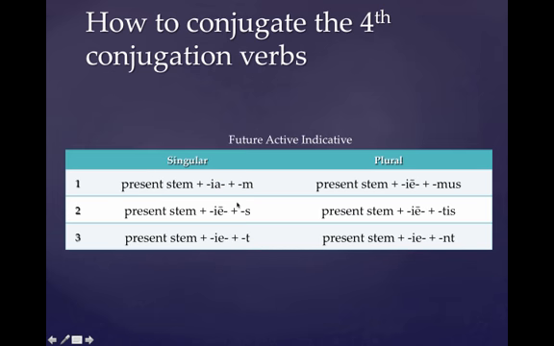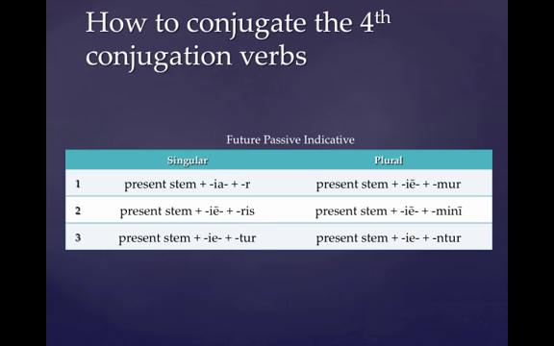The future is going to be present stem plus IE, right? Technically, actually, I guess it's just the present stem plus the I and the E, just like third, but you will have that I because the present stem ends with the I. And then for the future as well.